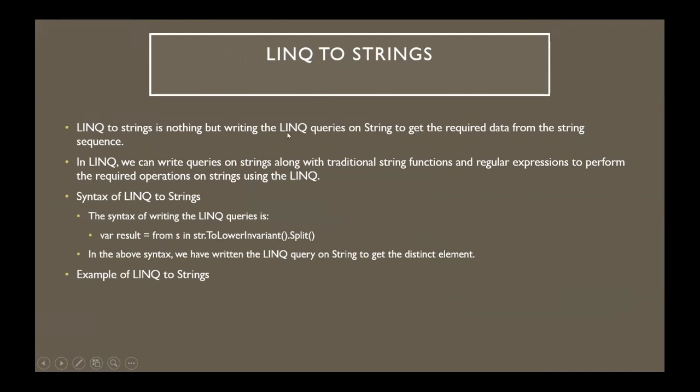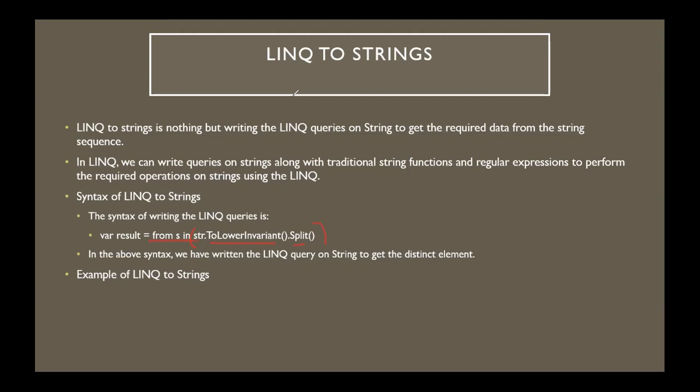LINQ to strings is nothing but writing LINQ queries on a string to get the required data from the string sequence. In LINQ, we can write queries on strings along with traditional string functions and regular expressions to perform the required operations on strings. Now, what is the syntax for this? For example, for LINQ to strings: from s in string, where the string is converted to lower variant and then split. These ToLower and Split methods are actually methods of the string class. In this syntax, we have written a LINQ query on strings to get the distinct elements based on splitting it. Before splitting, we convert the string to lower variant. You can look at this portion: this is a string method, and Split is a method of string. That will be used in the query syntax.